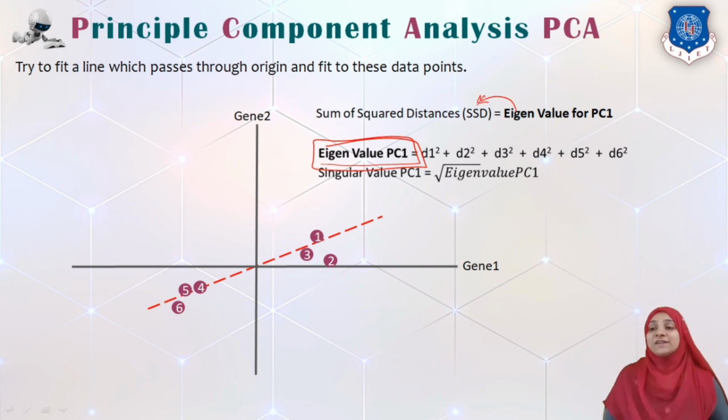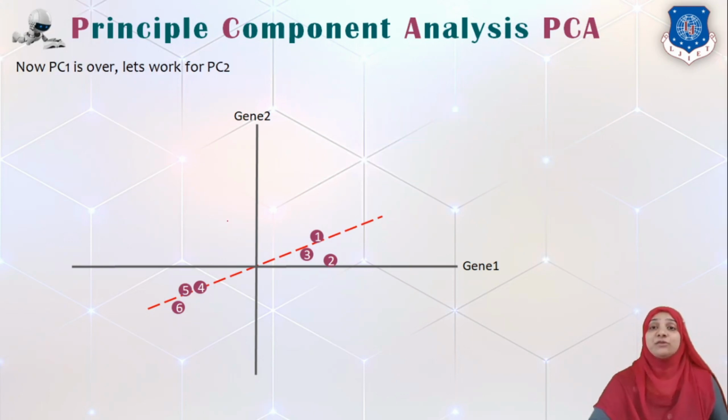Eigenvalue of PC1 is nothing but the sum of squared distances. And what is the singular value of PC1? It is the square root of the eigenvalue of PC1. In the next step, we need to find the second principal component.